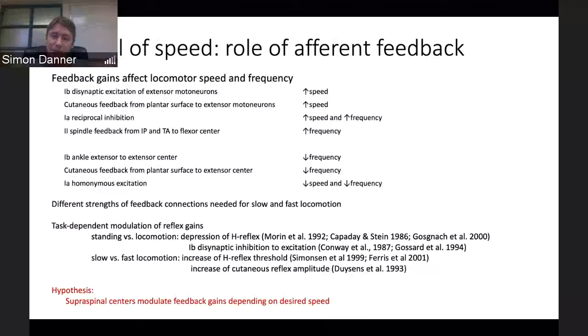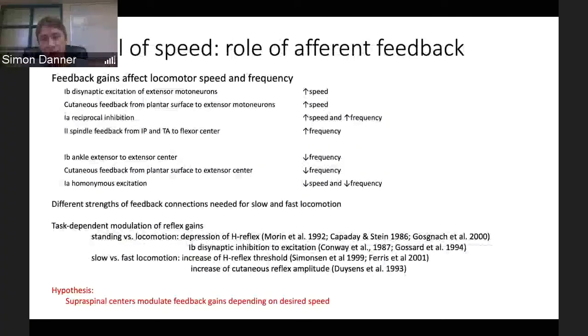disynaptic inhibition is changed to excitation from standing to locomotion, which our model actually predicted, as the optimizer completely removed the 1B disynaptic inhibition in favor of excitation when it trained for locomotion. So that might also suggest that our model has at least some predictive power.